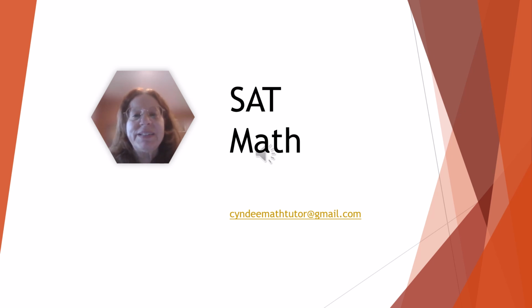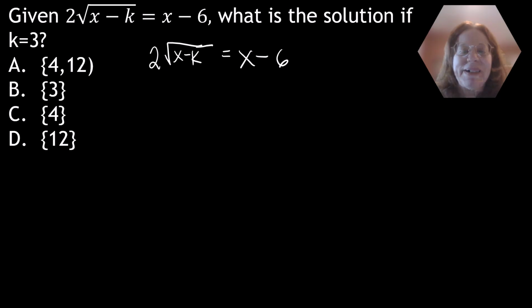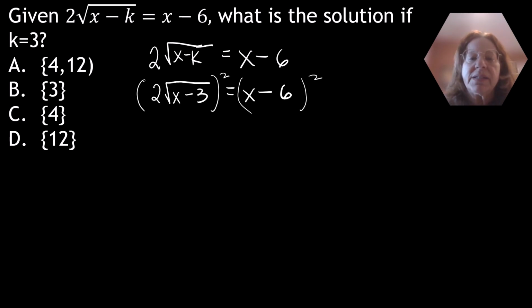SAT math people. Today we're going to continue our work with exponents. Okay, let's do some math. Given 2 times the square root of x minus k equals x minus 6, what is the solution if k equals 3? So that's the expression 2 times the square root of x minus k equals x minus 6.